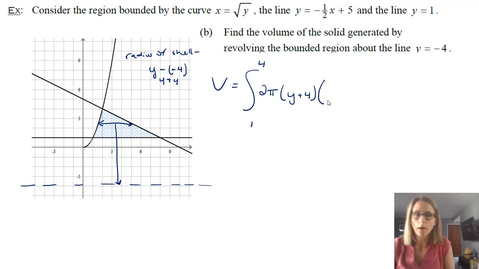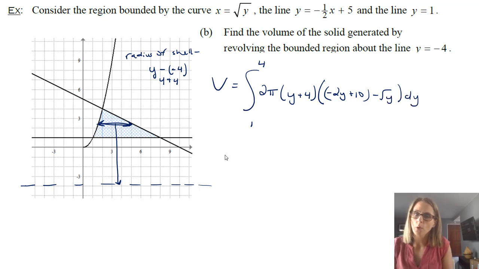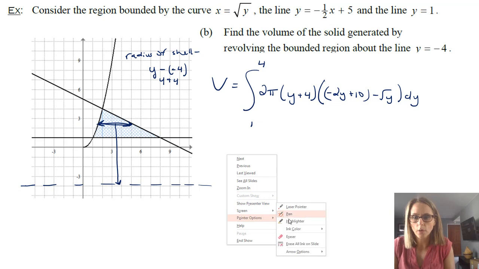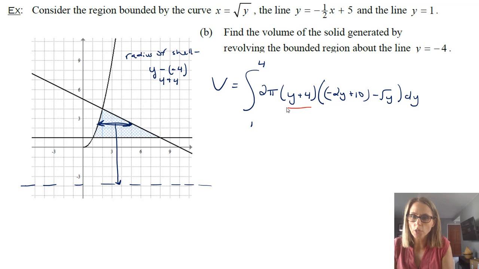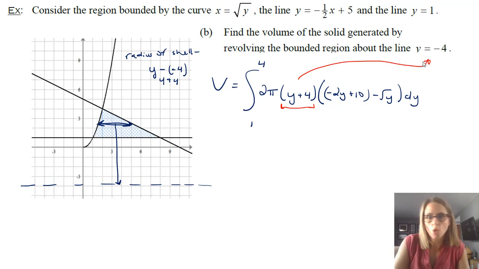And then we have the distance here, which is the same as what we had before. So that was -2y plus 10, subtract the square root of y. That has not changed. So the key thing here is that rotation around a different line changes your radius. That's what this is affecting here. Again, it would be a lot to multiply this out and do it. We're not going to do that, but know how to set these up and know how they change.